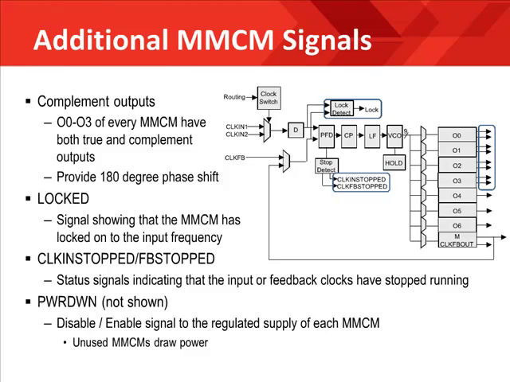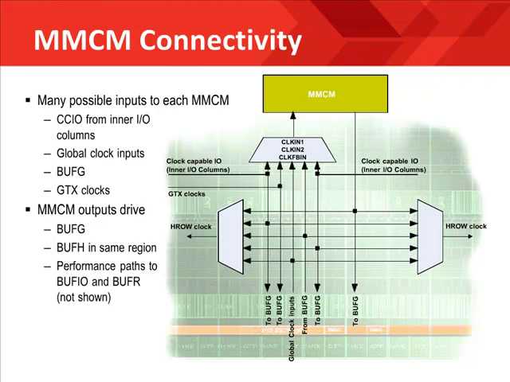The MMCM connectivity supports many possible inputs to each MMCM, either from the clock-capable I/O pins from the inner I/O columns. Note that again when planning your pinout, only the inner I/O columns, the global clock inputs, the BUF-G, or the GTX transceiver clocks are found from those dedicated resources. The MMCM outputs drive the BUF-G, the BUF-H in the same region, or the performance paths to the BUF-IO and the BUF-R resources that we spoke about earlier. Now note that the ability to drive clock-capable I/O to the MMCM and the BUF-G directly decreases the need for dedicated clock input pins, and this is the reason why we added that functionality.